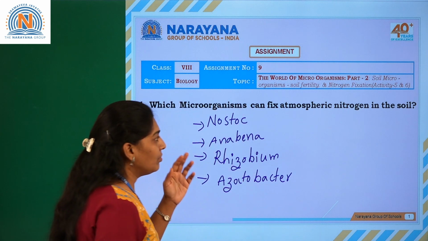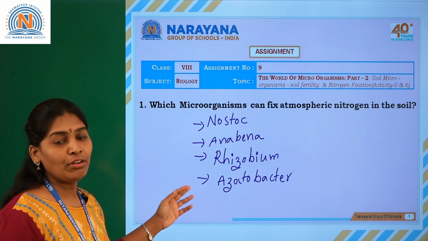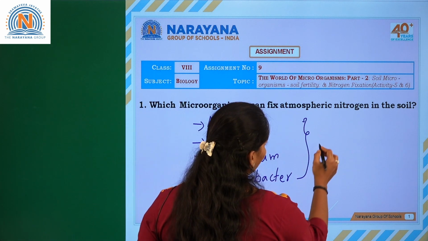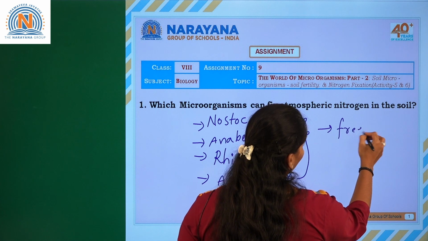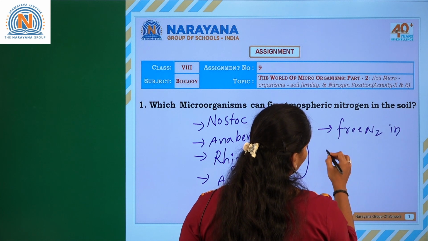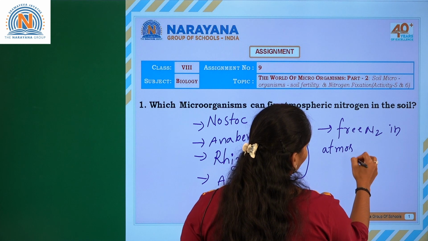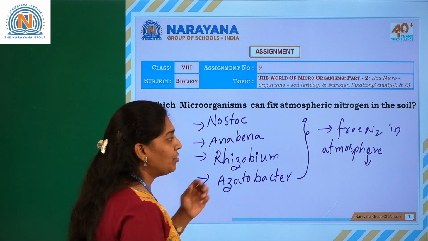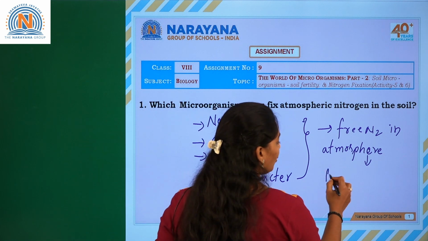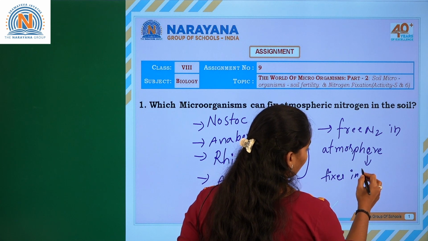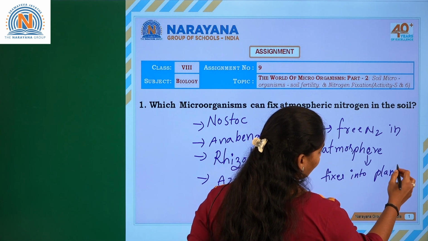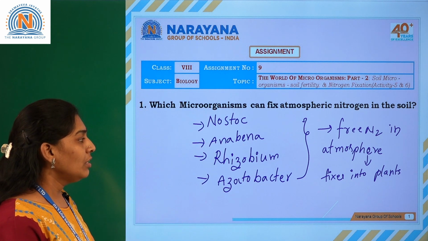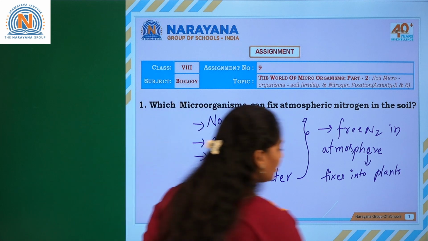All these are bacteria which are very helpful for fixing nitrogen. The free nitrogen in the atmosphere is converted and fixed into the plant. So these are some of the bacteria which fix atmospheric nitrogen for plants. Let us go to the next question.